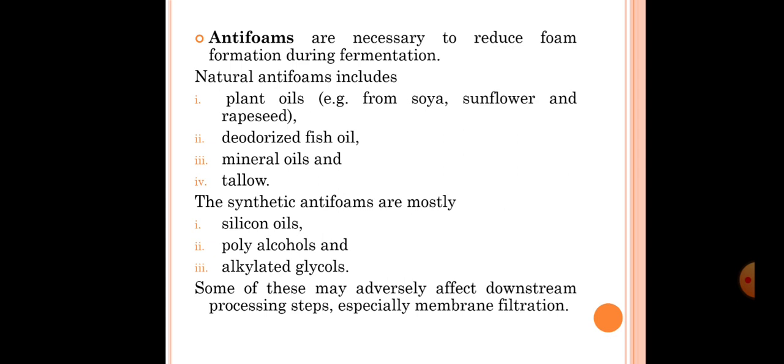Antifoams are necessary to reduce foam formation during fermentation. Natural antifoams include plant oils like soya, sunflower, and rapeseed. Deodorized fish oil, mineral oil, and tallow are also used as natural antifoaming agents, whereas synthetic antifoams are like silicone oil, polyalcohols, alkylated glycols, etc. Some of these may cause adverse effects in downstream processing steps, especially membrane filtrations.